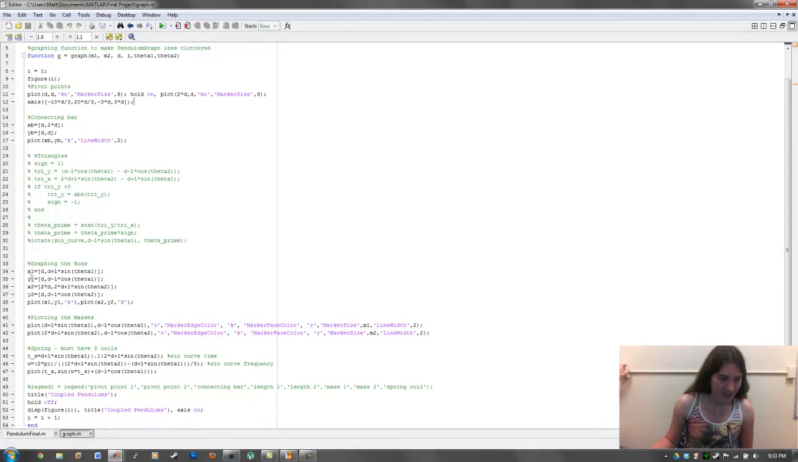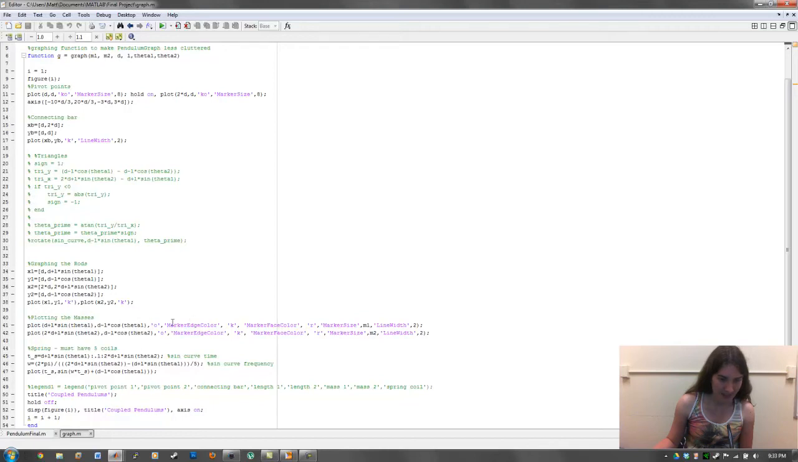And then the rods are found using trigonometry. So the y value is d, the starting point, plus l times sine theta, and d minus l times cosine theta. So that plots the rods based on the angle that we input. And then the masses are just at the end of the rods. So we have the y values for those.